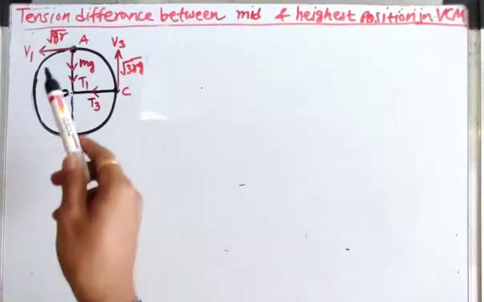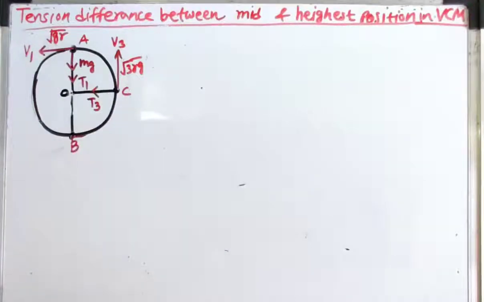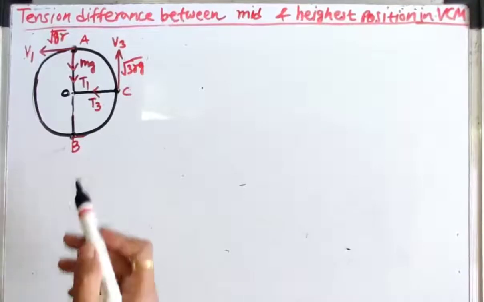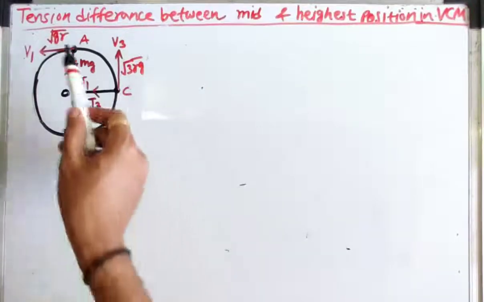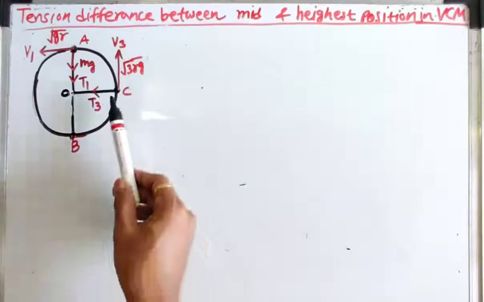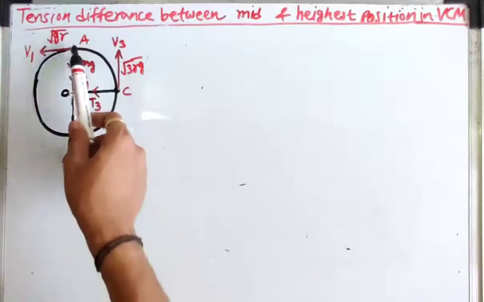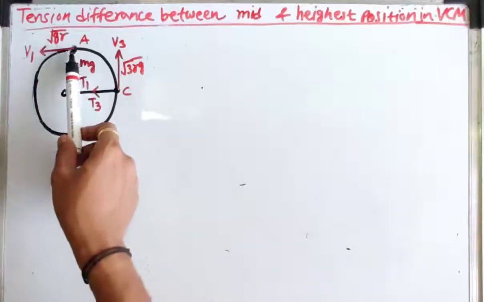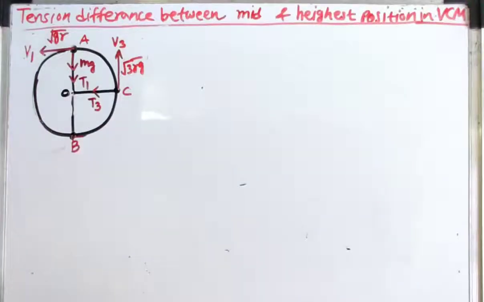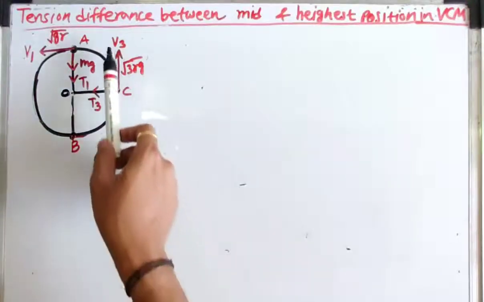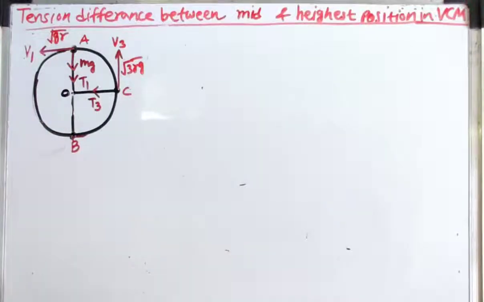Now we will discuss the tension difference between the mid and highest position in vertical circular motion. Here we can see a particle of mass m attached to a string and whirled in a vertical circle. C is the mid position and A is the highest position. At the highest position, the linear speed of the particle is v1 and the tension in the string is T1. At the mid position, the linear speed is v3 and the tension in the string is T3.